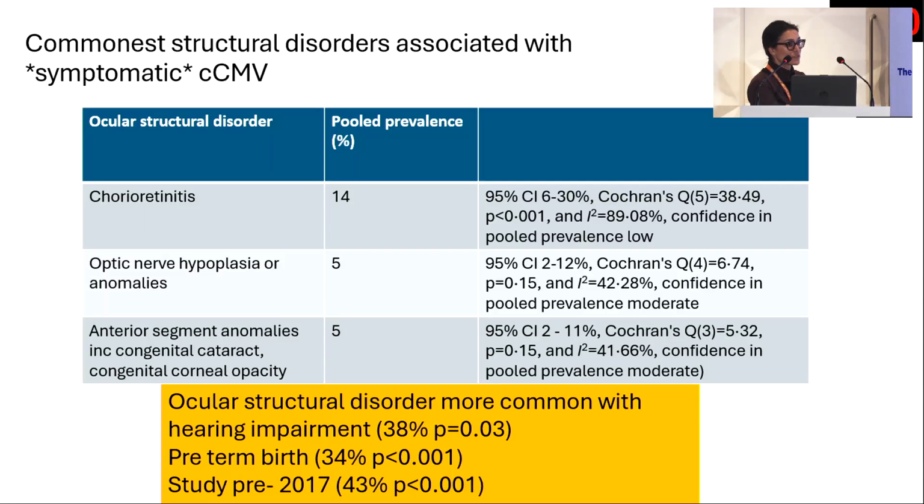The commonest structural disorders found in symptomatic patients were chorioretinitis, as you might expect, optic nerve hypoplasia, and anterior segment abnormalities, cataract, congenital corneal opacity, with these kind of levels of prevalence. But when they were adjusted for hearing impairment, children with hearing impairment related to CMV were much more likely to have a structural eye problem. If they were preterm, they were much more likely to have a structural eye problem. And in that pre-2017 consensus, the rates were much higher as well.